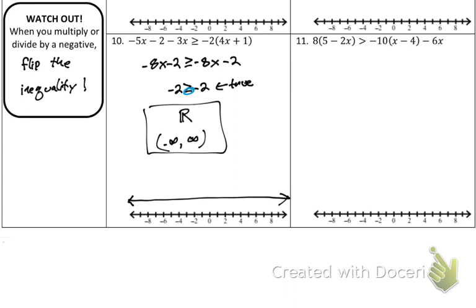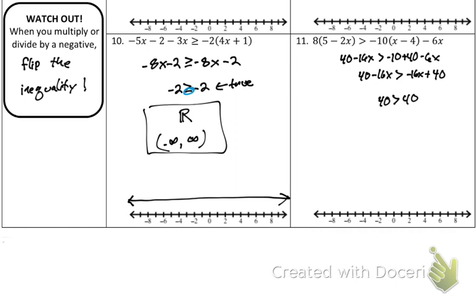When I distribute and simplify, first of all, let's distribute. So we'll have 40 minus 16x. That will be greater than negative 10x plus 40 minus 6x. Keep reducing. I'm going to have 40 minus 16x is greater than negative 16x plus 40. We're going to notice that both of these sides are the same, and we could reduce a little bit further. I could add 16x to both sides, giving me 40 is greater than 40.